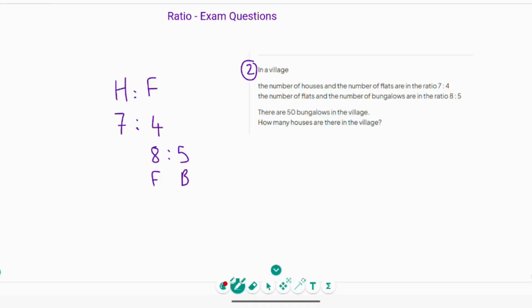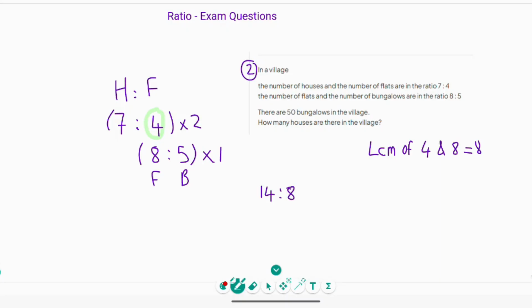So let's look at our flats, 4 and 8. What's the lowest common multiple of 4 and 8? Well, if I wrote out the 4 times table and 8 times table, you would find the lowest common multiple is 8. So we can leave this as it is, or times it by 1, which leaves it as it is. Flats here, I need to make into 8. How do you make 4 into 8? You multiply it by 2. So let's multiply the whole top by 2. We get 14 and 8. At the bottom it stays as 8 to 5.